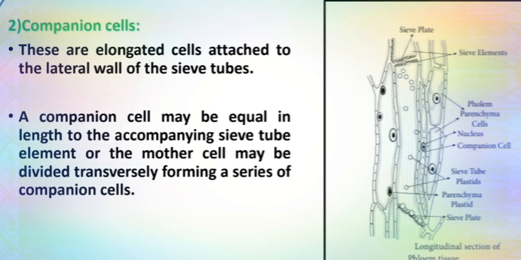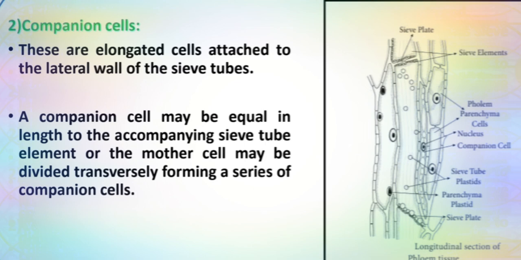And these companion cells may be equal in length. So when you compare the companion cell and the sieve tube, sometimes they are equal in length, or sometimes the companion mother cell may be split or divided into a series of companion cells, a row of cells.